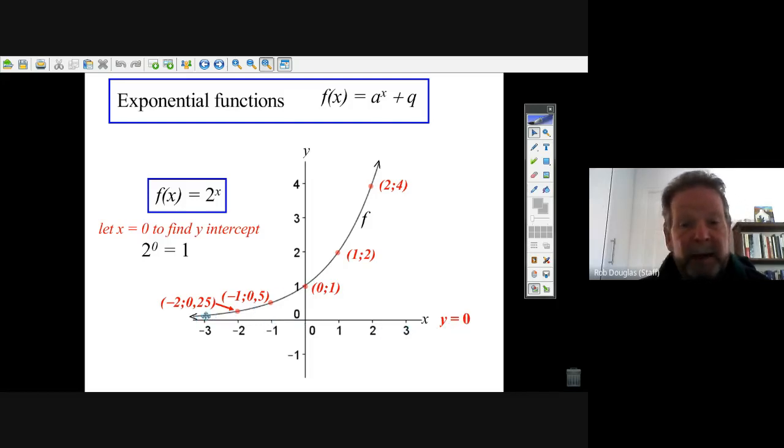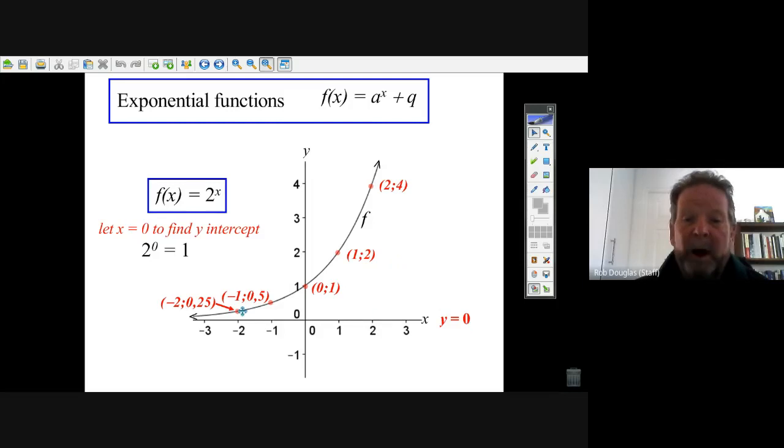This is actually an asymptote. There's only one asymptote with exponential equations. I like to think of it as the airport that the function takes off from. The y-intercept is still found by letting x equal 0. And that's the basic shape of an exponential equation when there's a positive number here. So when it's positive here, that's the basic shape.